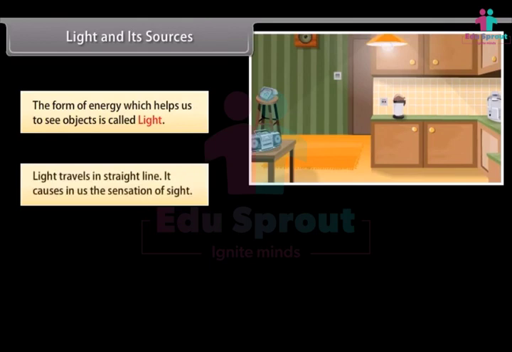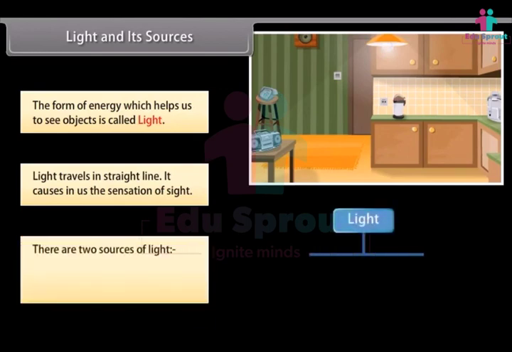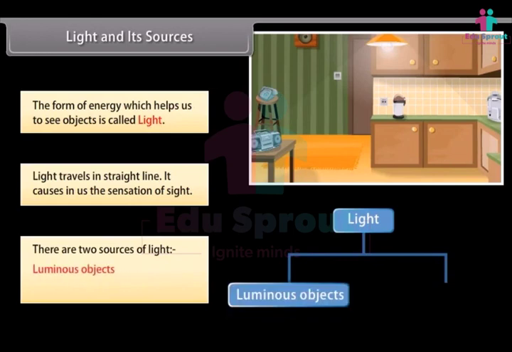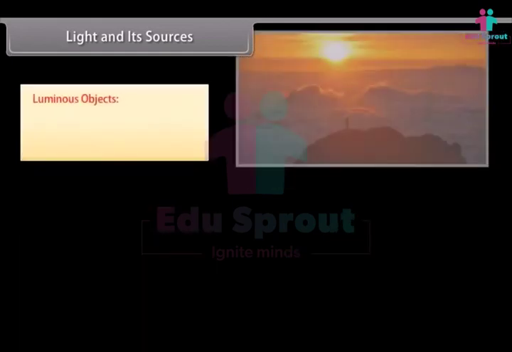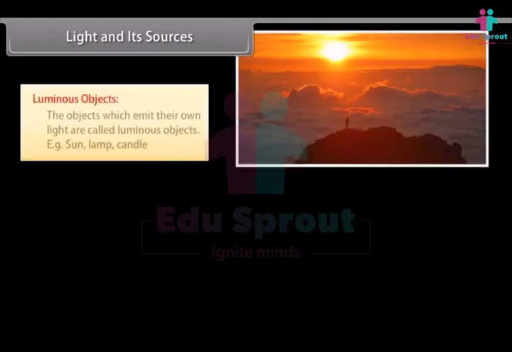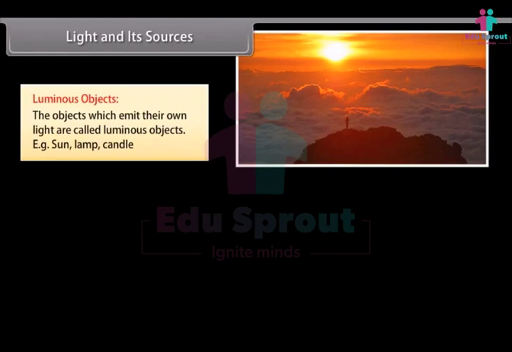Light travels in a straight line. It causes in us the sensation of sight. There are two sources of light: luminous objects and non-luminous objects. Luminous objects. The objects which emit their own light are called luminous objects.